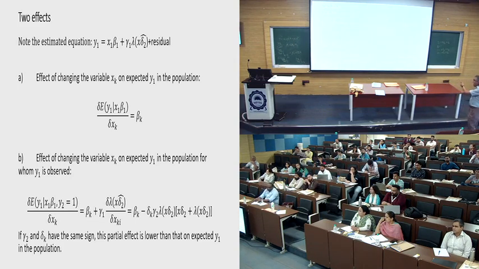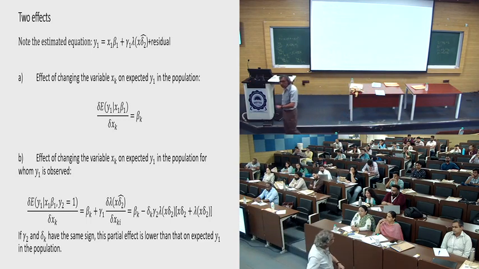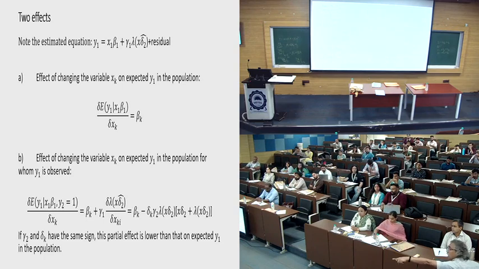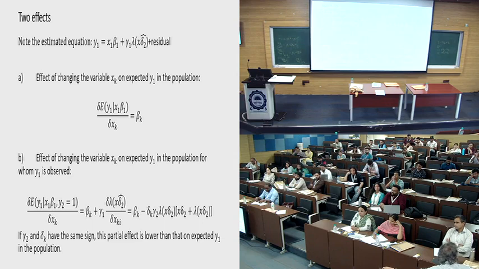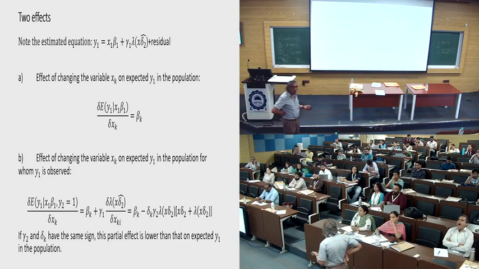Recall, if gamma 2 and delta k have the same sign, then this partial effect is lower than that on the expected y1 in the population. So sample selection, if you really take it into account properly, would give you a marginal effect which is lower than your original marginal effect. Why? The original marginal effect is beta k. Your next marginal effect is beta k minus something. If the minus something is positive, then definitely number 2 would be lower than number 1, and hence the marginal effect for the next case would be lower than the first case, provided gamma 2 and delta k are of the same sign. If they are of the opposite sign, the marginal effect would be even higher, right? So it depends on the sign of gamma 2 and delta k.